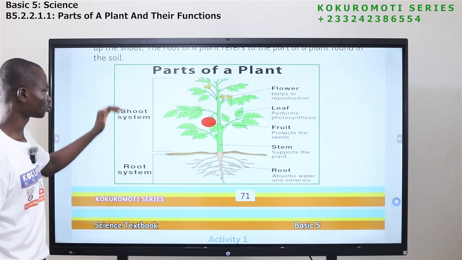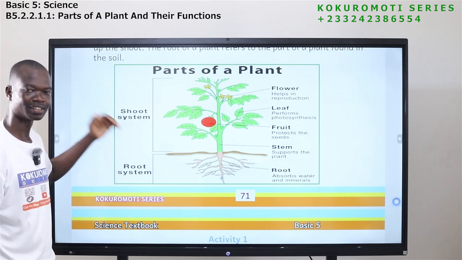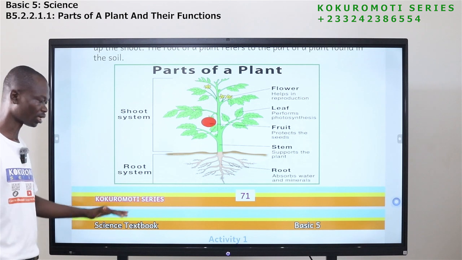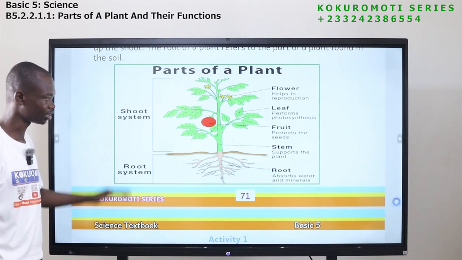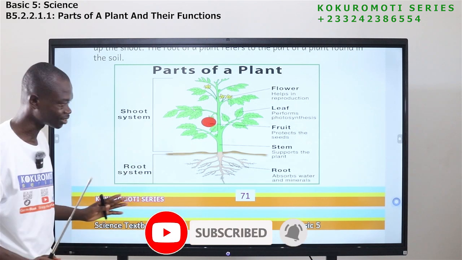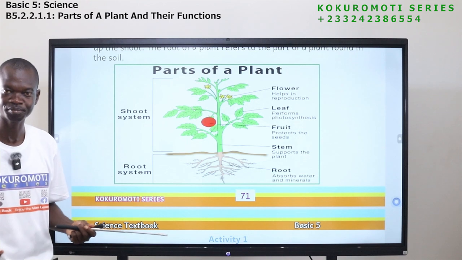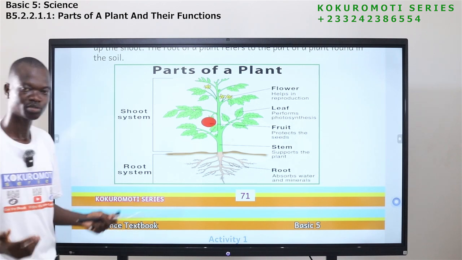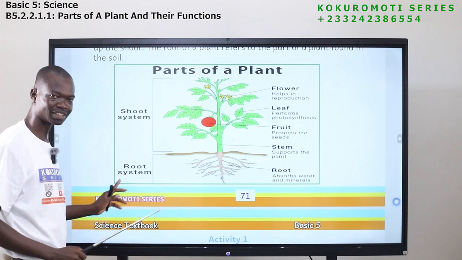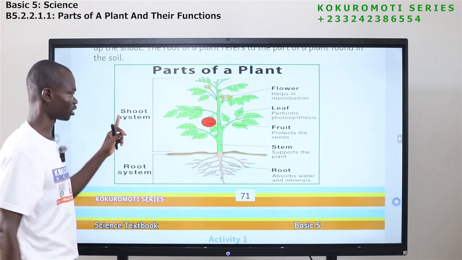Remember that we have shoot system and root system. The shoot system is the part found above the ground. The root system is the part found in the ground or in the soil. And you should know the other parts and their functions. So if I ask you, the fruit, is it part of the root system? I believe you can answer. The fruit is here. It's not part of the root system, it's part of the shoot system.